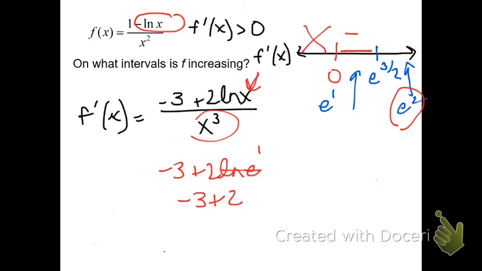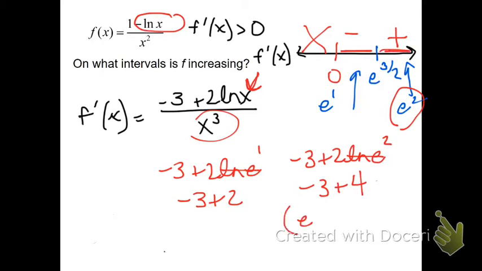So plugging in right here for x, -3 plus 2 ln e squared. The ln e cancels, give me just the 2. So this is -3 plus 4, which is positive. So to answer the question, finally, where is f increasing? It is where f prime is positive, and that is from e to the 3/2 to infinity. Crazy. Okay, don't be intimidated. I promise the more you do these tricky ones, the more you get used to it.